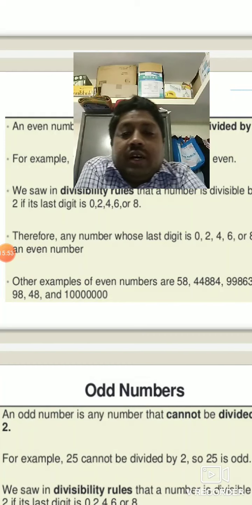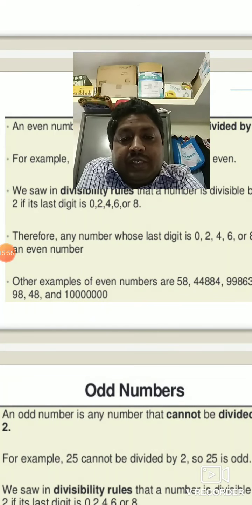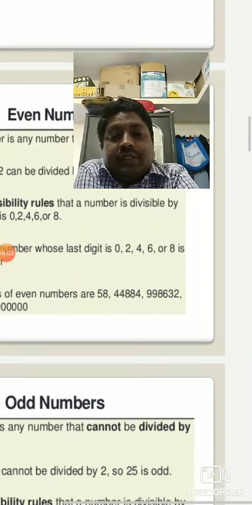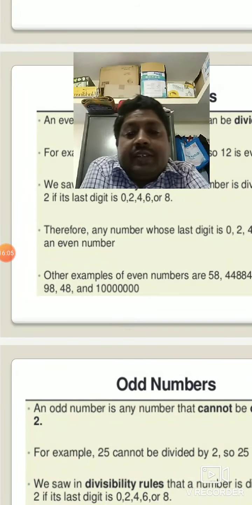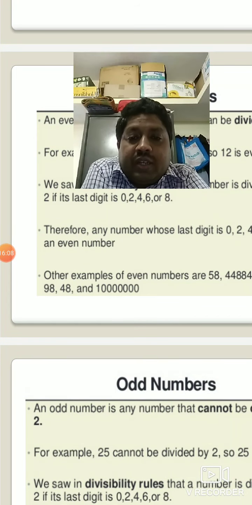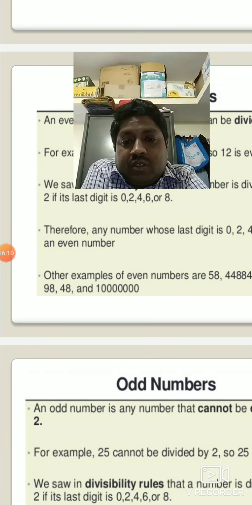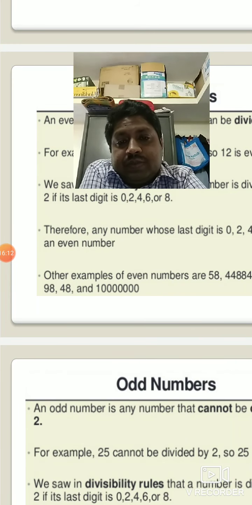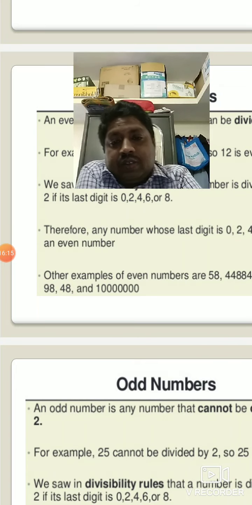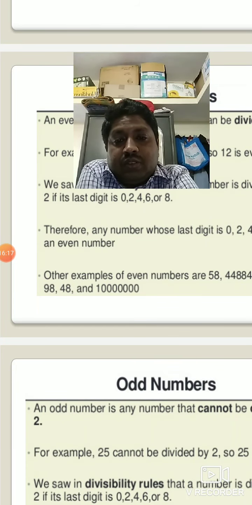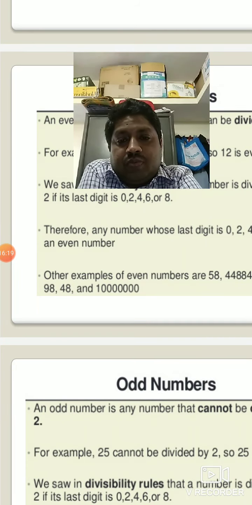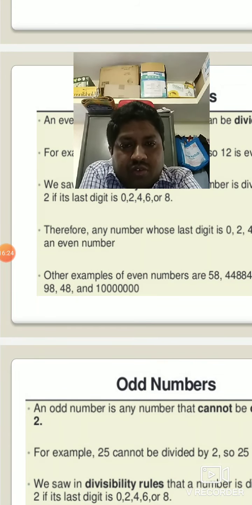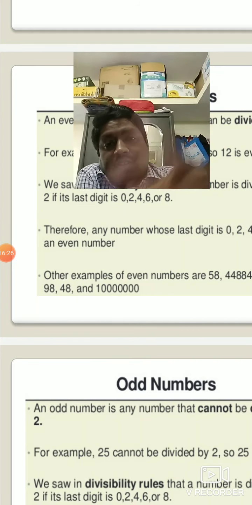Other examples of even numbers given: 58, 4484, 99864, 8632, 9848. Okay, and can you tell me what this is? 1 followed by zeros. How many zeros are there? We'll count: 1, 2, 3, 4, 5, 6, 7 zeros. Is it a crore? It's a crore or 10 lakh. You have to learn all these things.